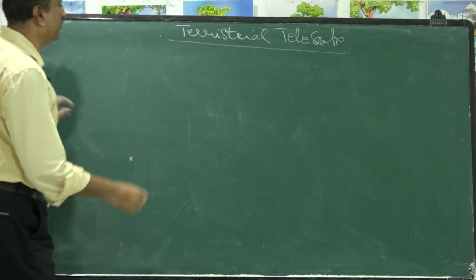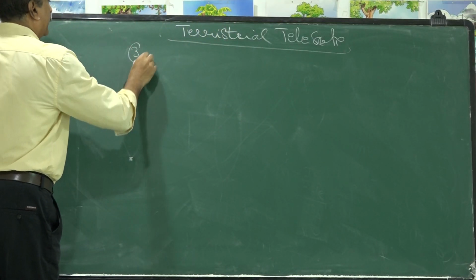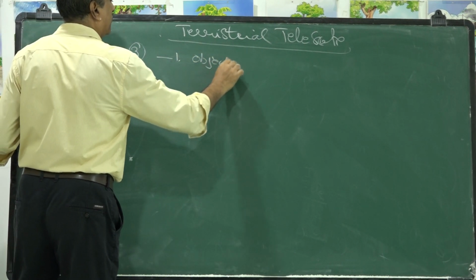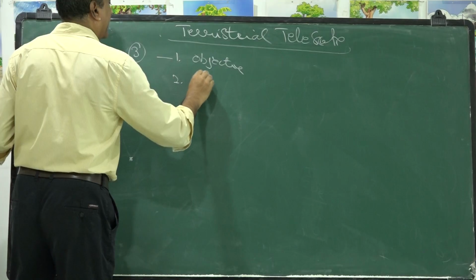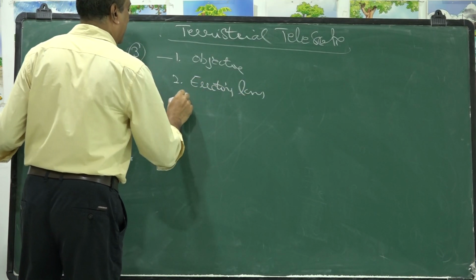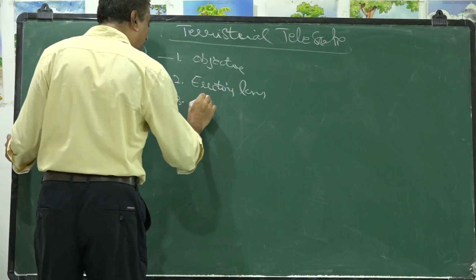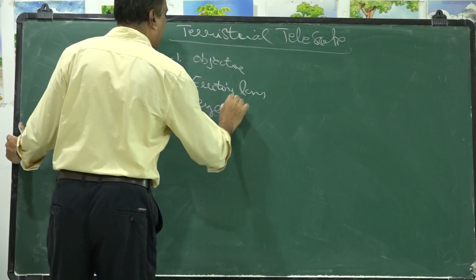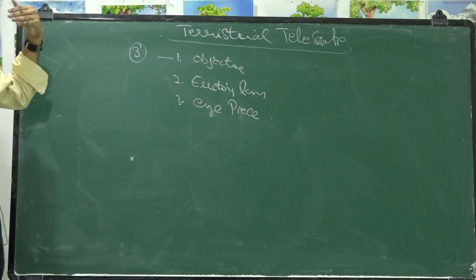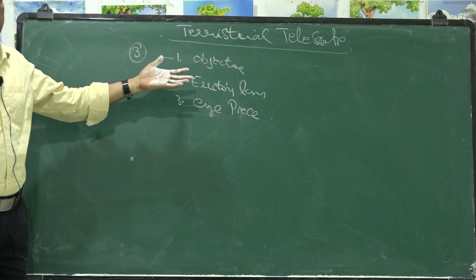So a terrestrial telescope consists of 3 convex lenses. One is the objective, 2 is the erecting lens, and 3 is the eyepiece. That means it is exactly similar to that of the astronomical telescope.